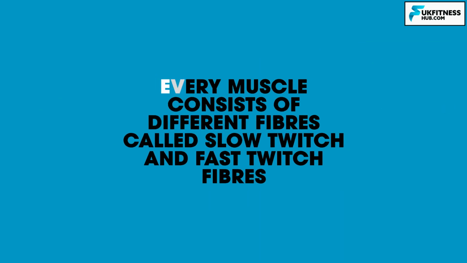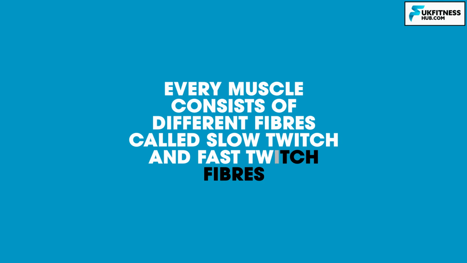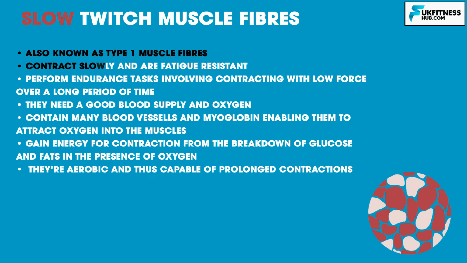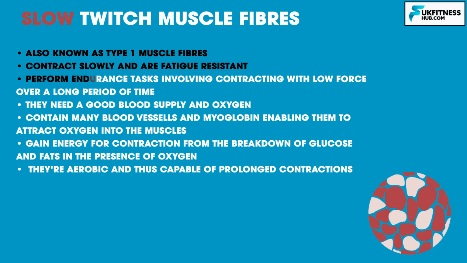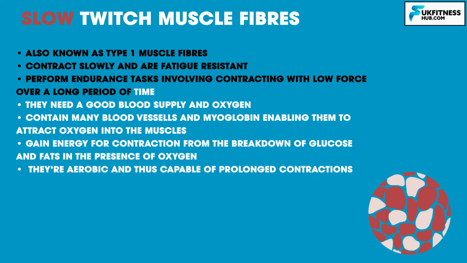Moving on, every muscle consists of different fibers called slow twitch and fast twitch fibers. So what does this mean? Slow twitch muscle fibers, which are also known as type 1 muscle fibers, contract slowly and are fatigue resistant. These are the types of fibers that are suited to performing endurance tasks which involve contracting with low force over a long period of time.